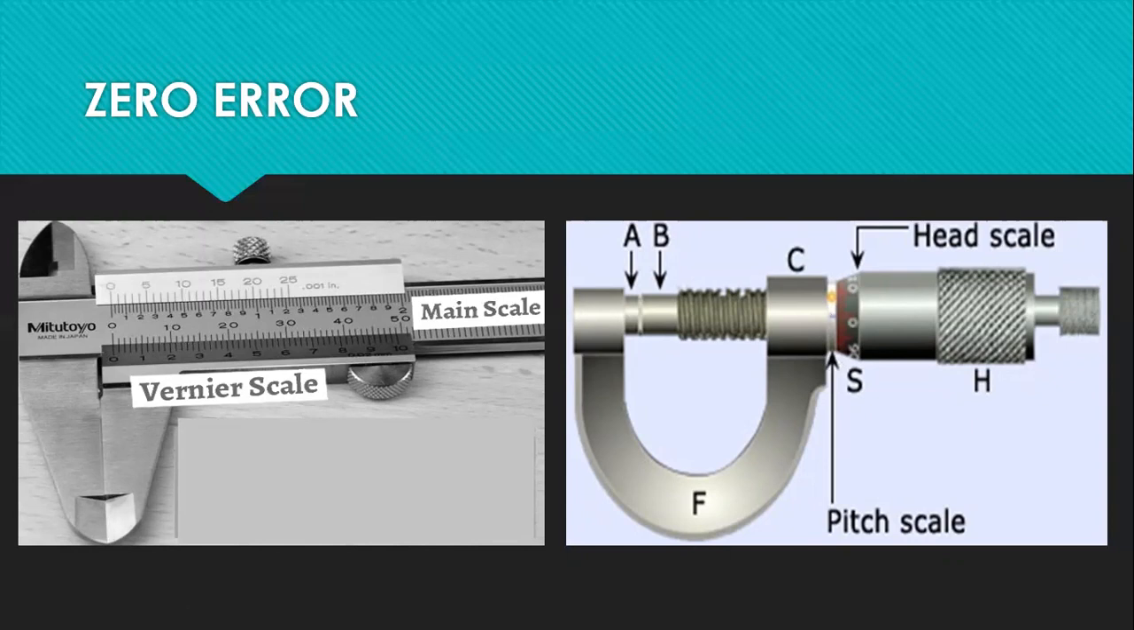You have to keep in mind that zero error is observed before the start of the experiment. That is, when the object is not placed between the jaws in case of vernier caliper, and not placed between stud and spindle in case of screw gauge. So the initial readings when vernier caliper and screw gauge are handed over to you is you have to take the least count and you have to find the zero error.